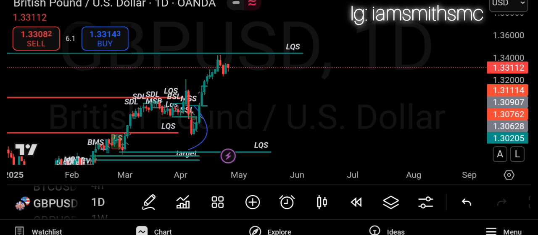Today, we are going to be diving into GU, which is also known as cable, and we are going to be breaking it down using the ICT concept, which I normally use. If you are into smart money, liquidity grabs, and position entries, ICT should not be new to you. You are definitely gonna love this one. So grab a notepad, and let's get straight into it.